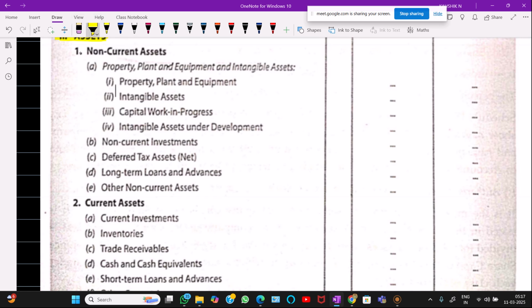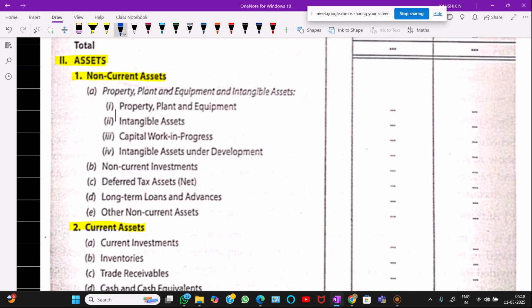With respect to assets, there are only two major heads. One is non-current assets, and here you have current assets. Last year you learned that assets are of two types, current assets and fixed assets, and again the classification as tangible assets and intangible assets. Here, non-current assets are nothing but your fixed assets.